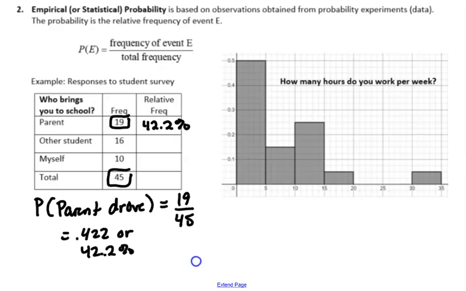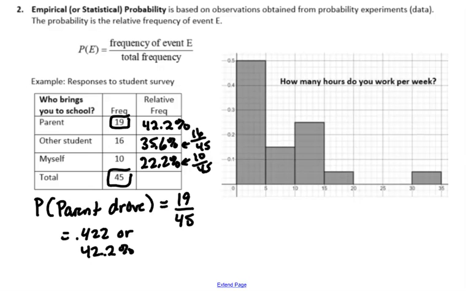And if I did 16 over 45, I could get the relative frequency, or the probability that someone chose other student as their response. That would be a 35.6% probability. Or if I did 10 over 45, then I could get 22.2%. So there would be a 22.2% probability that someone chose myself.